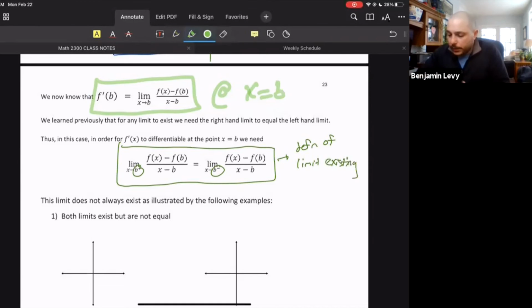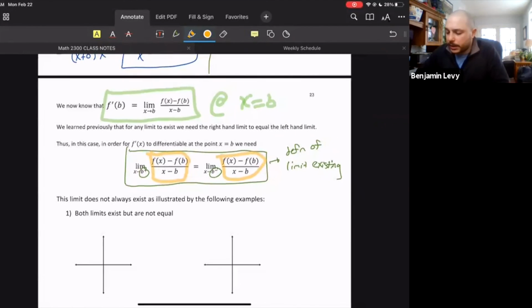But specifically, we need that to exist with this fraction. We need the left-hand and right-hand limits of that fraction to exist. I'm going to draw a couple of pictures and talk about when that does not happen. When do the right and left-hand limits not exist in that situation? I'll remind you that this formula is like the average rate of change formula, so it's helpful to think about the average rate of change in these pictures.